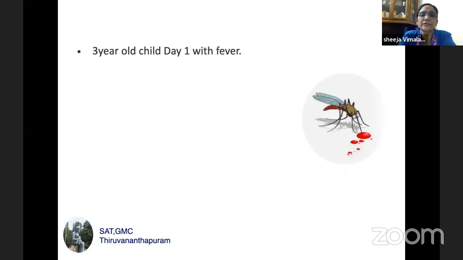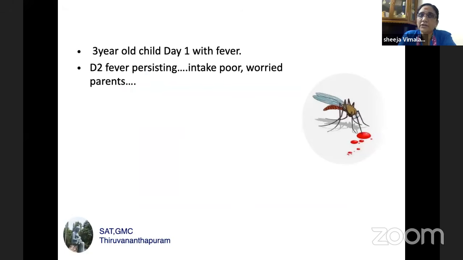Now, let us come to the first case. This was a 3-year-old child who presented to a hospital on day one with fever. The child was prescribed paracetamol and sent back home with appropriate advice. But on day two, the fever was persisting. The child was not taking feed, and the parents were really worried. The dengue outbreak had already started, so they also knew about it. So, they came back to the hospital. And because of their worry, they were admitted to the hospital, and the child was started on Isolyte P.